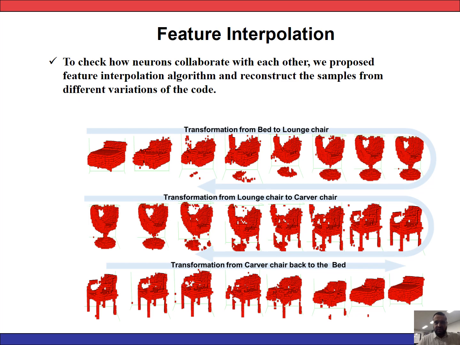Similarly, this is another example of feature interpolation. This is a bed which is transformed to the lounge chair, the lounge chair is then transformed to the curved chair, and the curved chair is transformed back to the bed. So this is a kind of triangular transformation. From one thing it is transformed to the second, from the second to the third, and from the third it is transformed back to the first object.